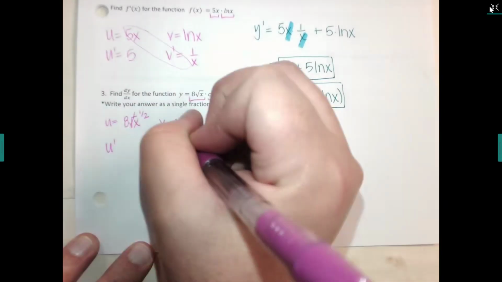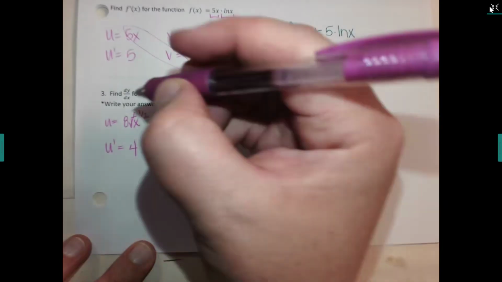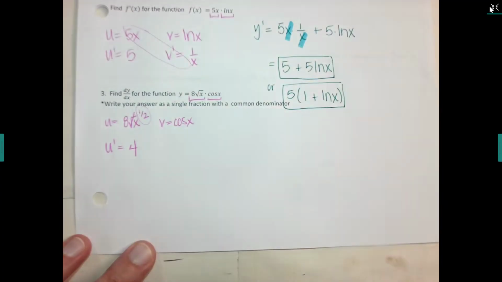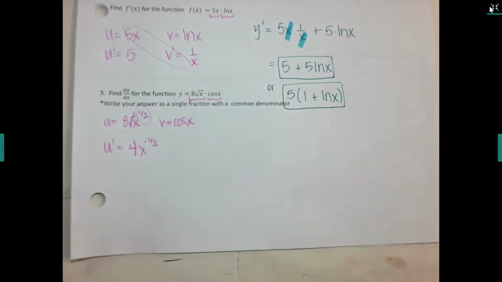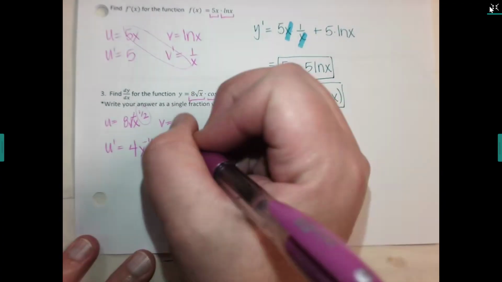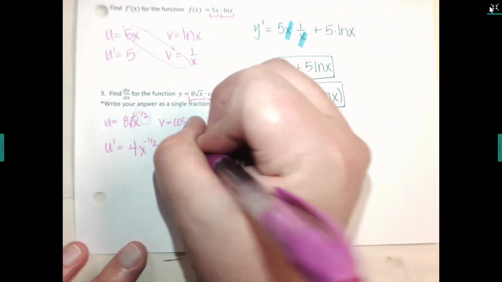All right, let's take the derivatives. So I do half times 8. What's that? 4. And then I need to take away 1, but I'm going to do it as a compatible fraction. So it's a 1/2 minus 2 halves, negative 1/2. Okay, so half times 8 is 4. 1/2 minus 2/2 is negative 1/2 power. Now for my v prime, I'm taking the derivative of cosine. What kind of sine x? Negative.